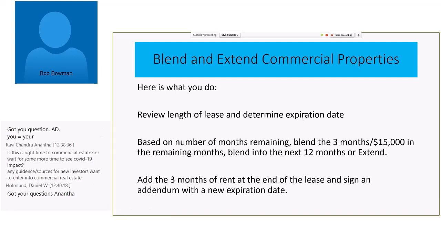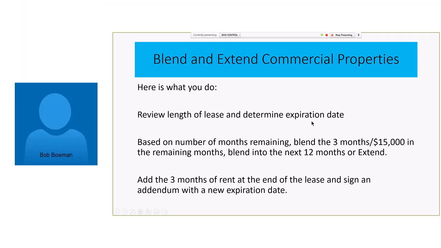So, I have a really big company, I don't want to tell you their name, that couldn't pay their lease in my Charlotte property. And when I went back and looked at their lease, they have 58 months left on their lease. So, based on the number of months remaining, I'm going to blend the 3 months. I'm going to take that $15,000, and in the remaining months, I'm going to blend it into the first 12 months, or I'm going to extend it.